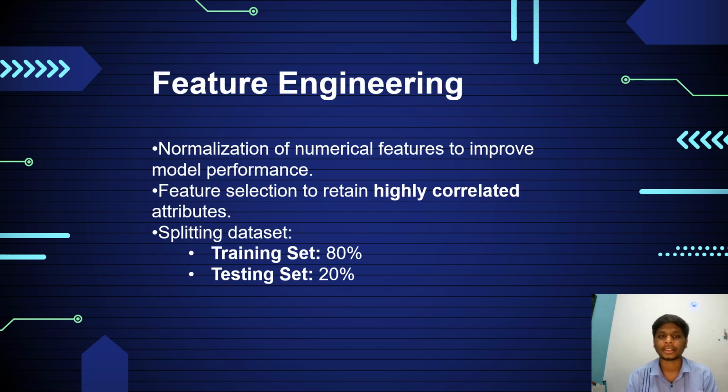Next is feature engineering: normalization of numerical features to improve model performance, feature selection to retain highly correlated attributes, splitting the dataset, first the training set is 80% and next the testing set is 20%.